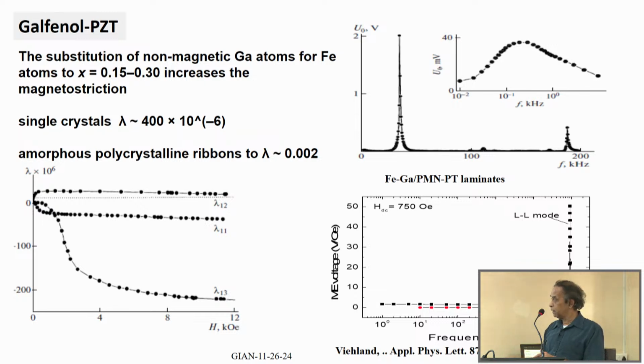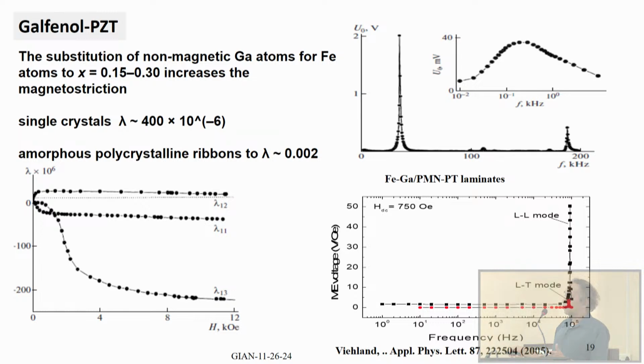These are the magnetostriction values, lambda 11 and lambda 12, and depending on whether it is amorphous or single crystal, the values are going to change. This is the single crystal value, and this one would be the amorphous ribbon. And here you have the magnetoelectric voltage versus frequency. The first peak is for bending mode, and the second one is for longitudinal resonance. Usually the bending mode has a stronger magnetoelectric response compared to the other resonance.